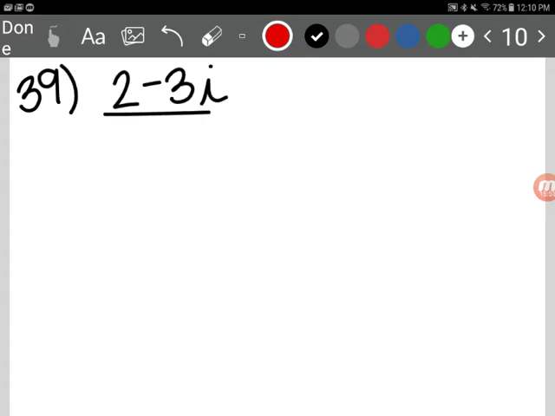Number 39 says evaluate the quotient and write the result in the form a plus bi. So I have 2 minus 3i over 1 minus 2i. I'm going to multiply by the conjugate of the denominator only because I want to see the form of a plus bi. I see 2 and 1 in my numerator, and 1 in my denominator. I only want to see 1, a plus bi. So I need to get rid of that denominator. To do that, I multiply by the conjugate. The conjugate is 1 plus 2i.